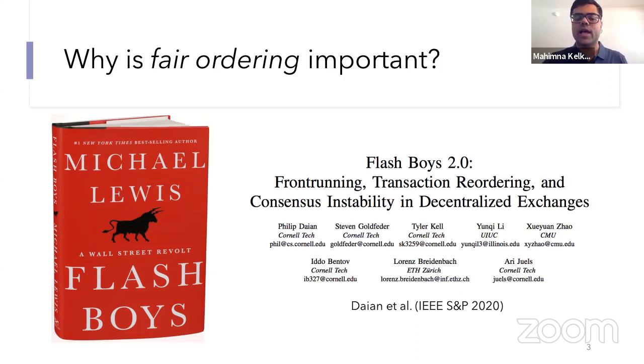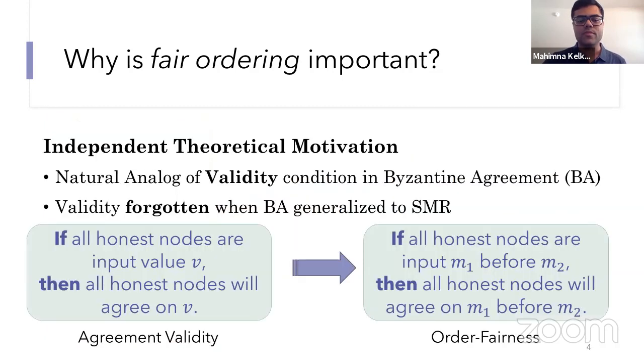This is not unlike high frequency trading on Wall Street, which was popularized by the bestseller exposé, Flash Boys. This was a time when firms built low latency channels to the New York Stock Exchange and capitalized on information asymmetry to make small profits at a really large volume of transactions. And blockchain exchanges aren't really as regulated as real world exchanges. So it's important to use cryptography to provably prevent order manipulation. There's definitely a lot of practical motivation for order fairness, and I'm really only scratching the surface here.